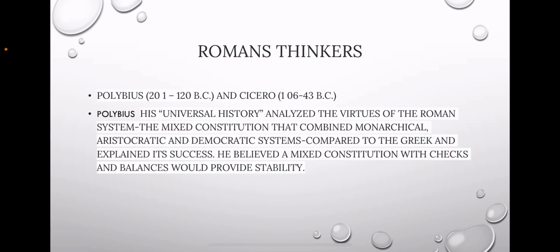Among the Roman thinkers, we see Polybius and Cicero, who considered these matters in formal and legalistic terms. Polybius was the first analyst to concentrate on measuring the success of power sharing and differentiation. His methodology was important, and in his Universal History he analyzed the virtues of the Roman system.